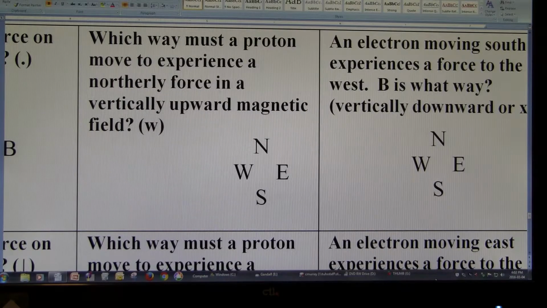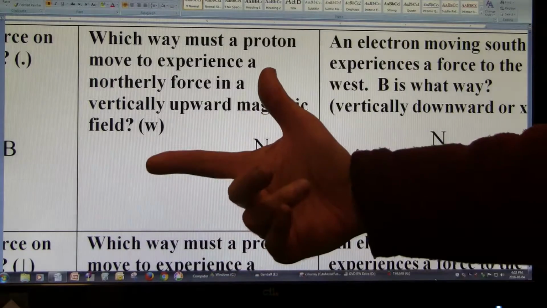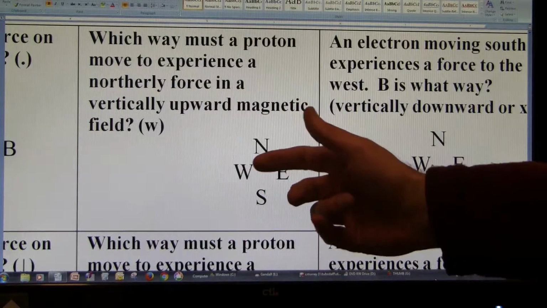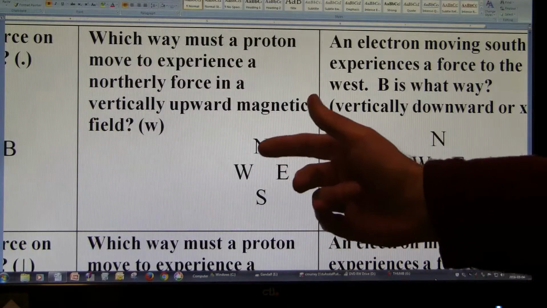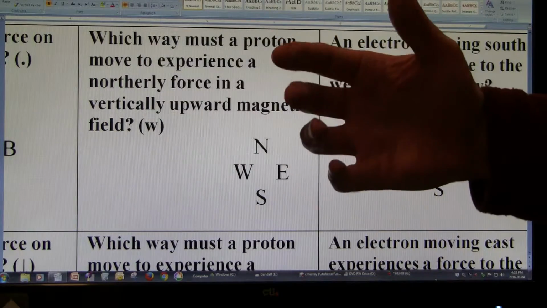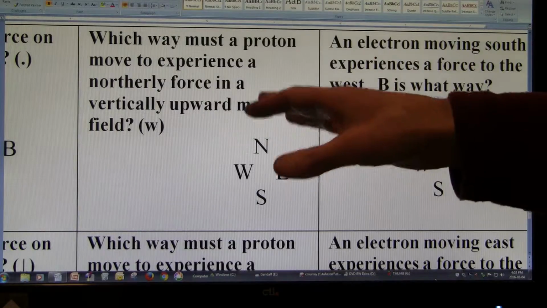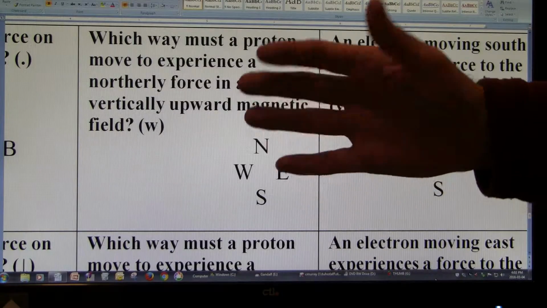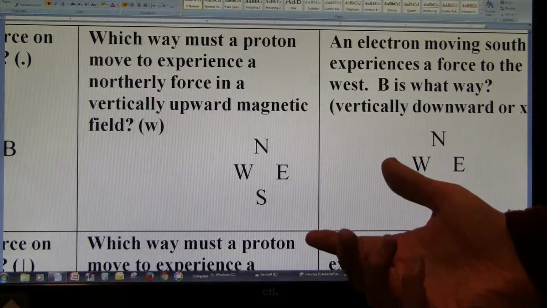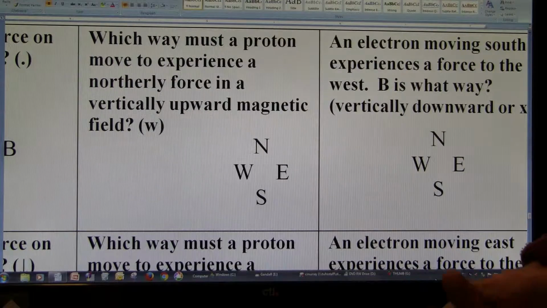Okay, the dreaded compass problems, right? Which way must a proton move to experience a northerly force in a vertically upward magnetic field? Well, vertically upward we take to mean, if we're looking down on a map, vertically upward is out of the page. Vertically downward would be into that page, because into the page of a map is into the ground, and out of the page of the map is into the sky, right?